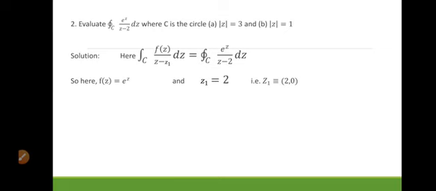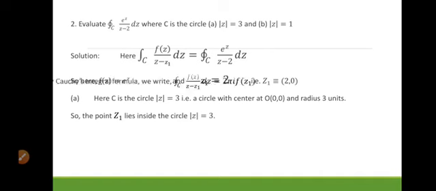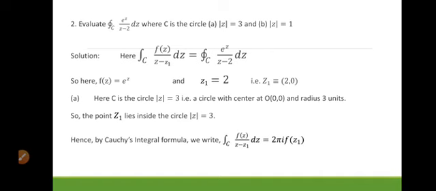Let us consider the first curve, the circle mod z equal to 3. So it is a circle with center at origin and radius 3 units. So with reference to this curve C, the point z1 lies inside the curve C, and hence its integration value is equal to 2 pi I f of z1. Here f of z is e raised to z, and hence z is replaced by 2 to get the value of f of z1. So we get 2 pi I e square as the integration result.